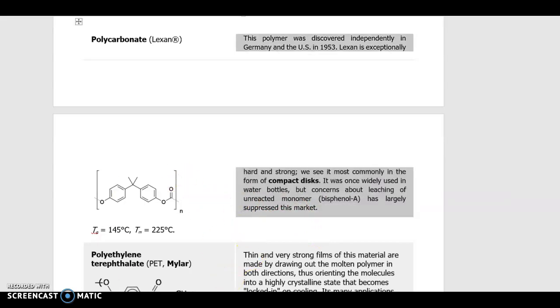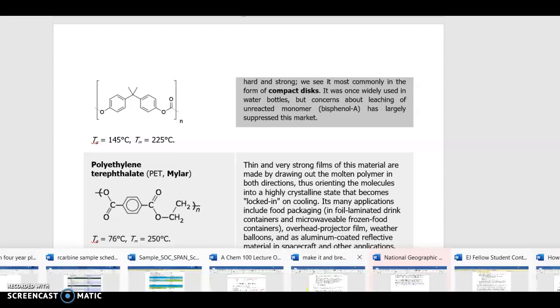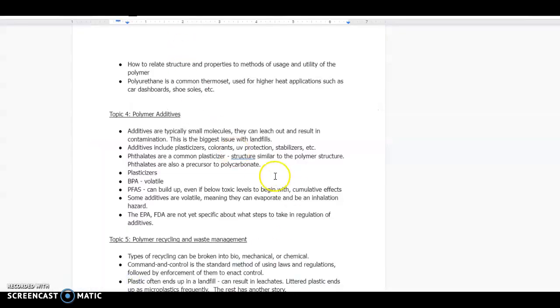So this video only allows 15 minutes, so I'm about to run out of time. The rest of it we're still discussing. So I just wanted to hit those last concepts. Polymer additives, remember the main ones.